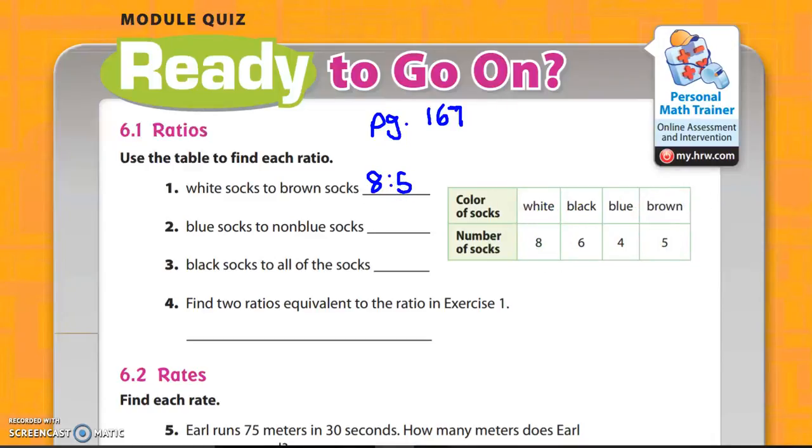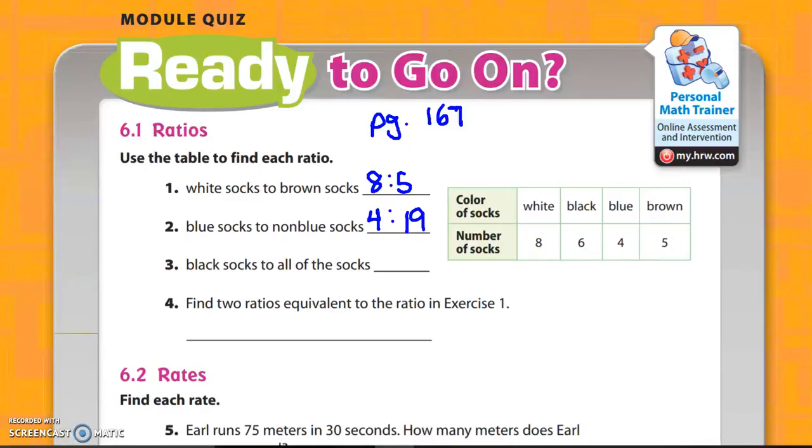And number 2, it says Blue Sox to non-Blue Sox. Well, there are 4 Blue Sox. And the non-Blue Sox, well, I got to count those up. But when I do this, I don't include the Blue Sox. Non-blue means everything else. So 8 plus 6 is 14, plus 5 is 19. So it's 4 to 19. That doesn't simplify, so I just write it as 4 to 19.